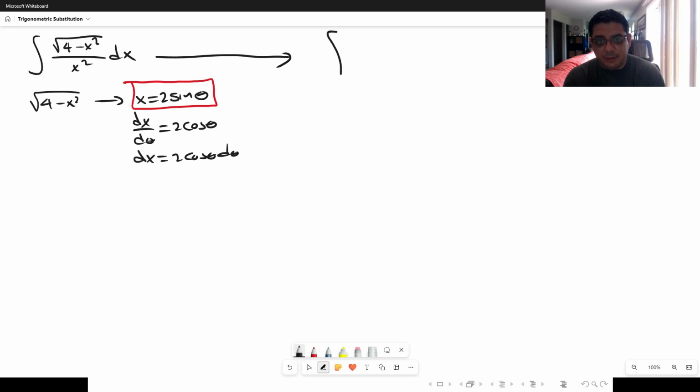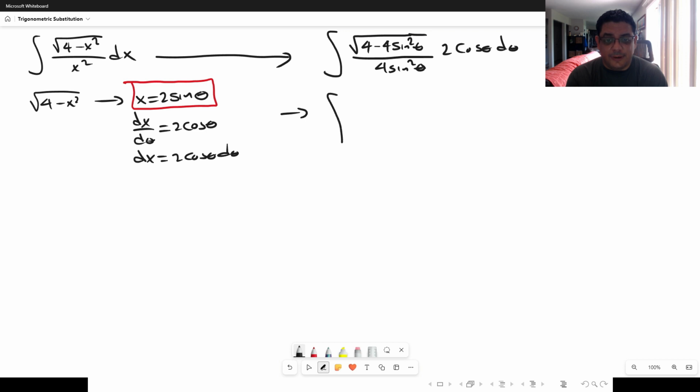And now I'm going to be replacing all the factors. So if x is equal to 2 sine of theta, this is going to be 4 minus 4 sine squared of theta. And we have an x squared below, so 4 sine squared of theta. And now that dx is replaced by 2 cosine of theta d theta. Okay? So we now continue by simplifying a little bit.